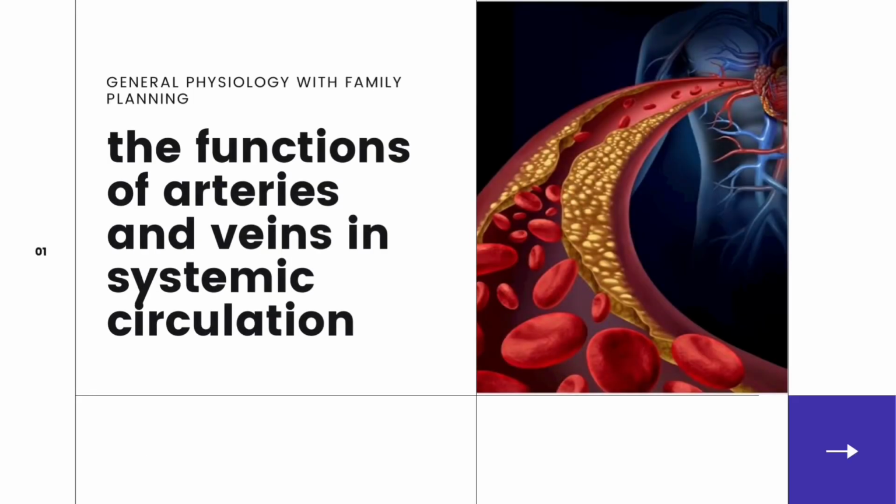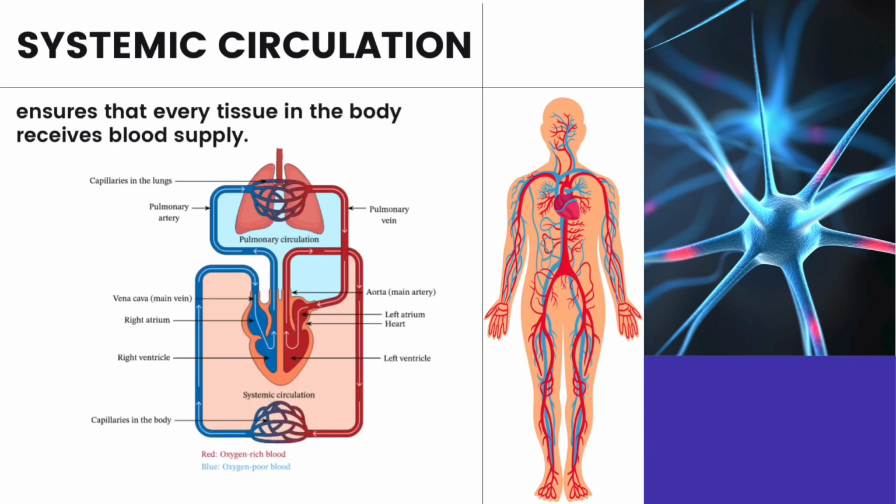My name is Rafael, and in this part of the presentation, I will talk about the functions of arteries and veins within the circulatory system. First, we will provide a definition of systemic circulation. It ensures that every tissue in the body receives the oxygen and nutrients it needs to function properly.